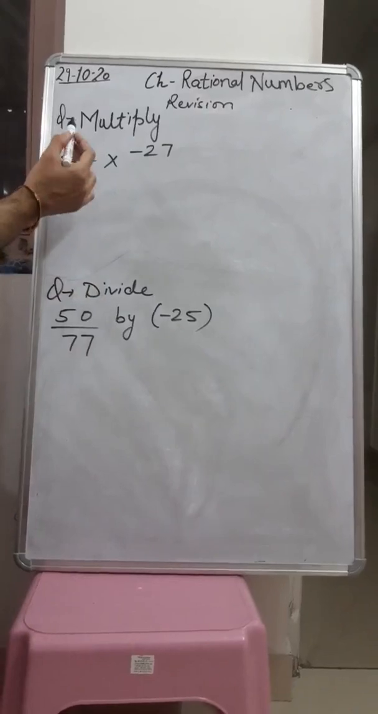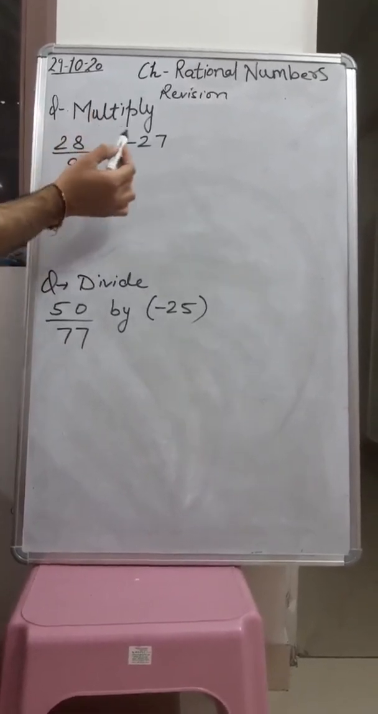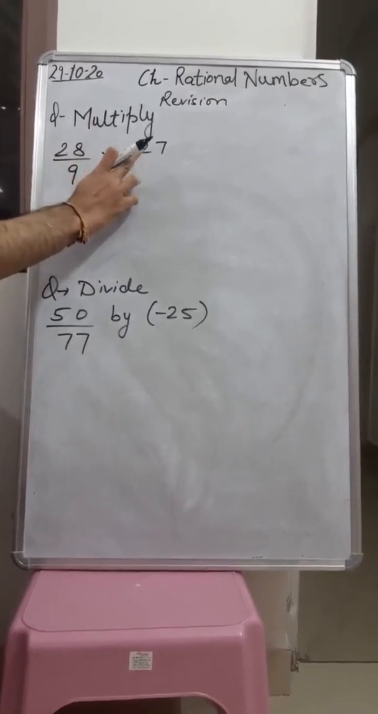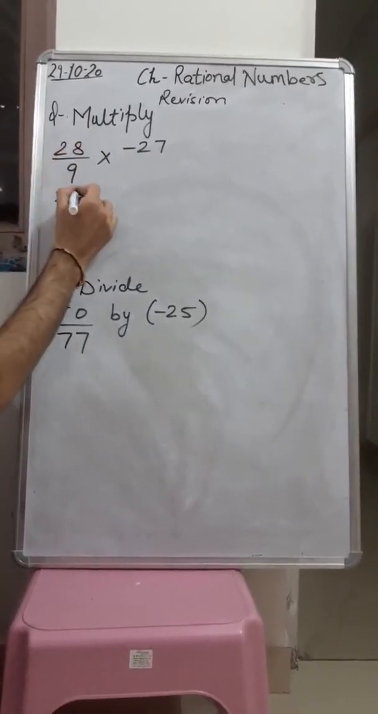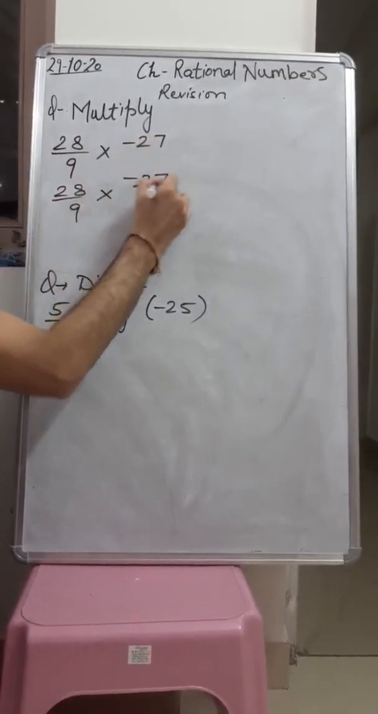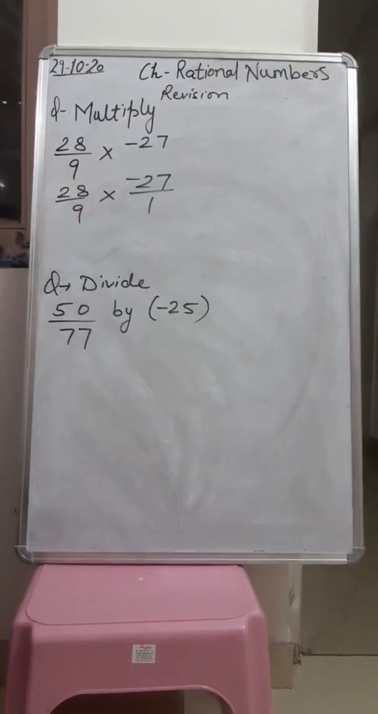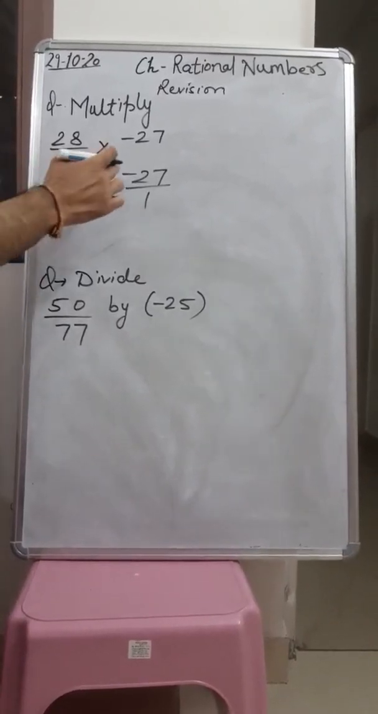So students, the next question is multiply. Here we have to multiply a rational number with an integer. You can see that minus 27 is an integer. So first we have to change an integer into a rational number by putting 1 in the denominator. So now both have become rational numbers. Now we will see any cross cancellation.